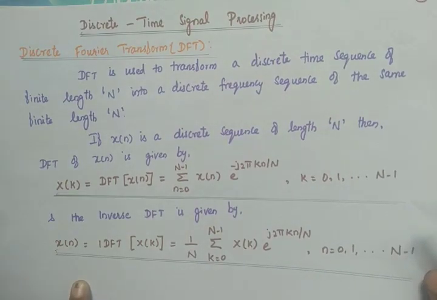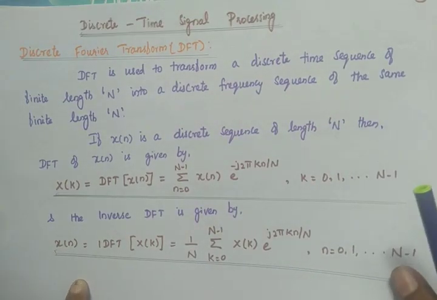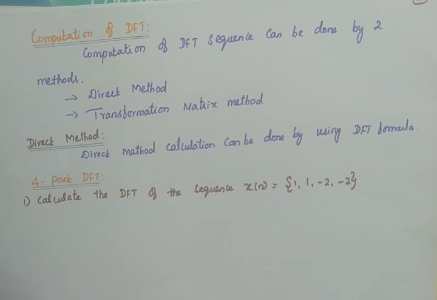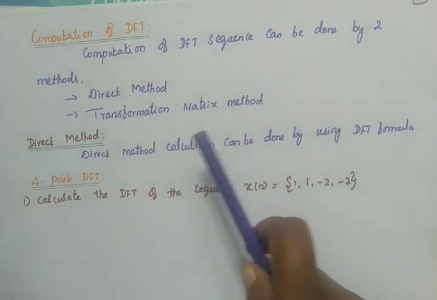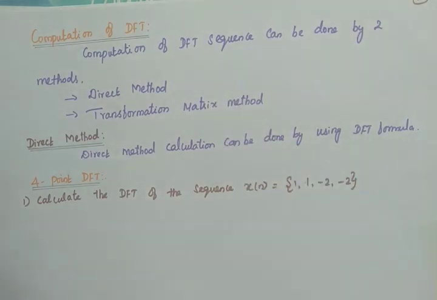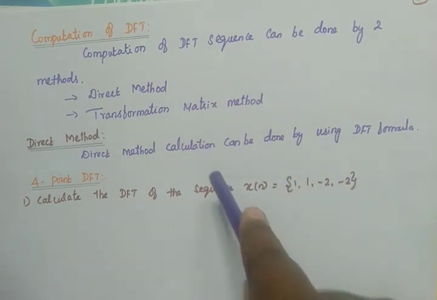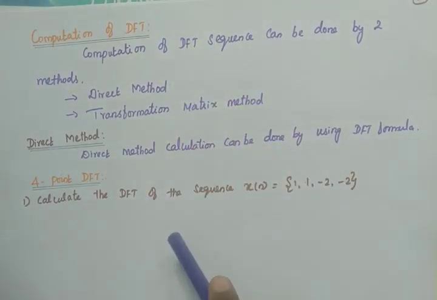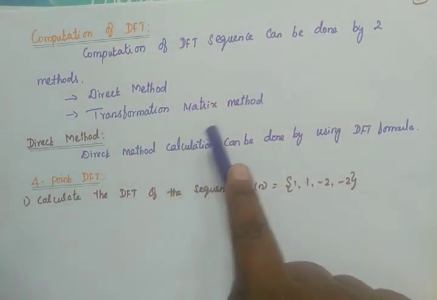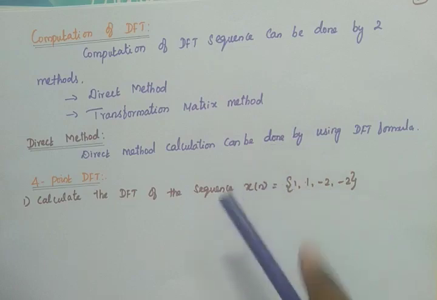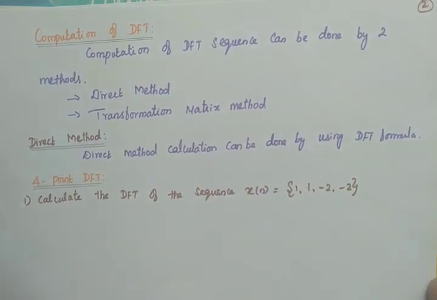Now we have to do computations by using this discrete Fourier transform. So computation of discrete Fourier transform can be done by two methods. One is direct method, which uses the DFT formula and IDFT formula which we have seen previously. By using that we can calculate, that is direct method. Then the next one is transformation of matrix method. Here we will use matrix. Now let us see how to solve the problem.